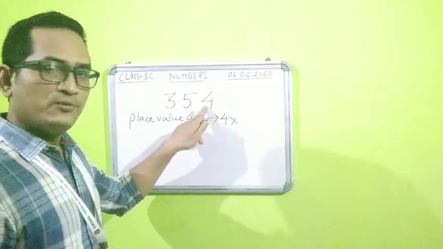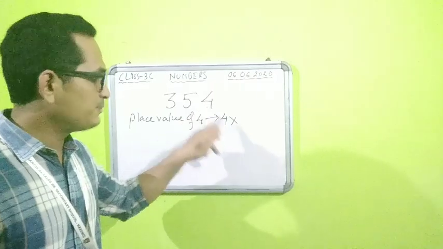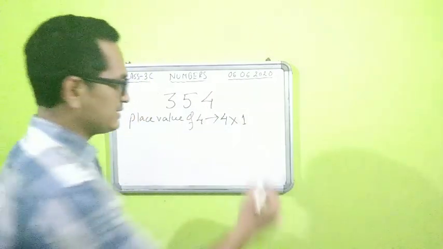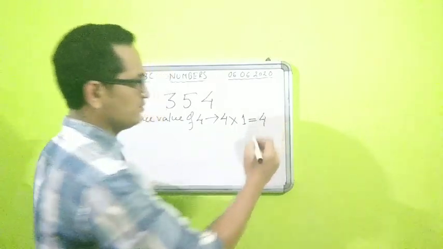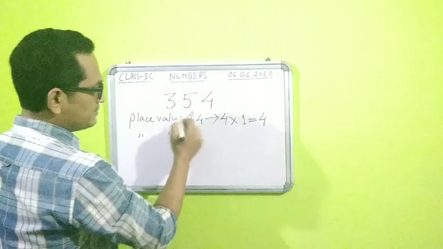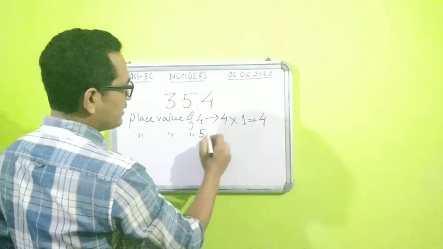Now, 4's place is what? Ones. So I have to multiply what? 1 with 4. So what will I get? I will get 4 only. Fine.